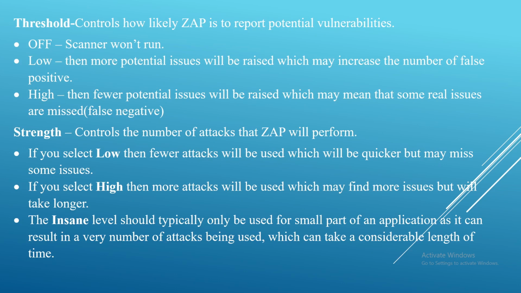Other than these three values, we have one more value, medium, which comes under default. That means ZAP provides the default policy that sets the threshold to medium.